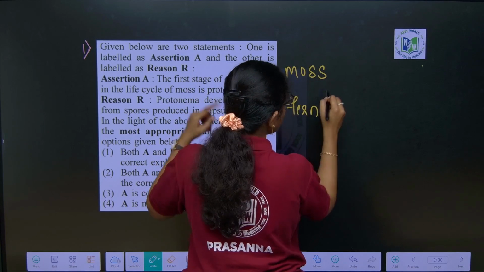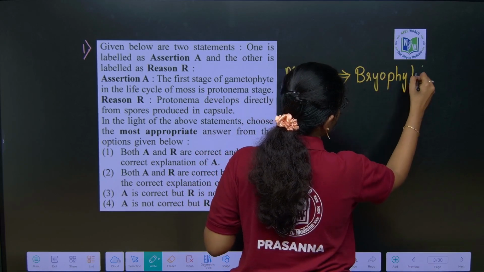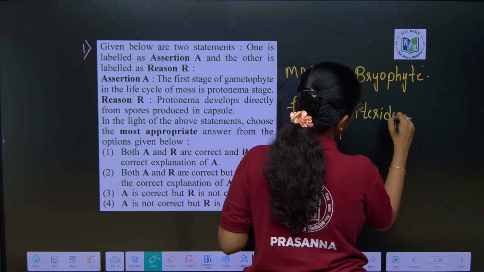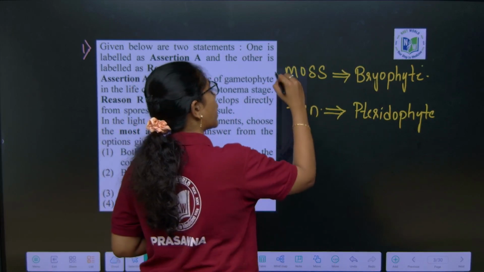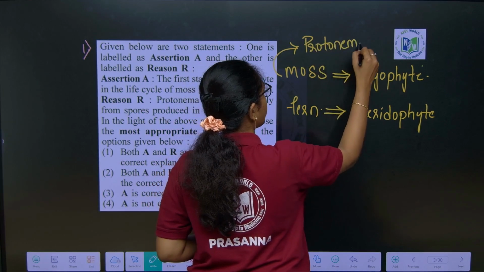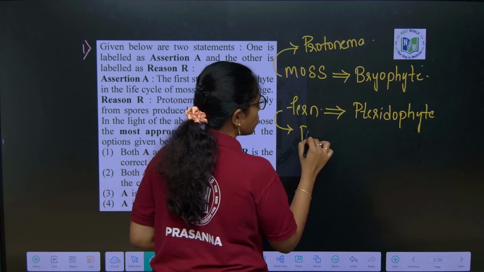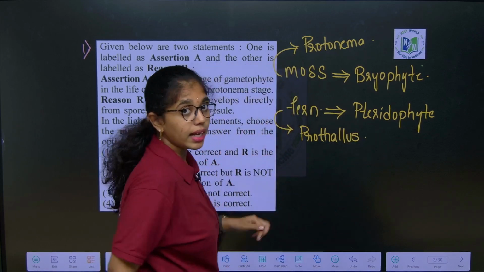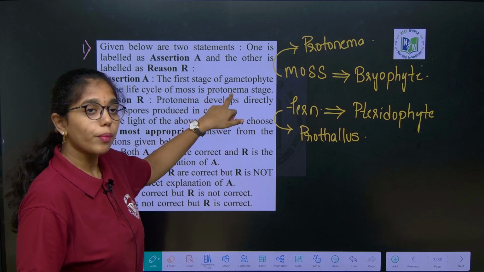Most of the students get confused with moss and fern. Okay. Moss, you have to immediately remember it is what? A bryophyte. Fern is a pteridophyte. And what is the primary gametophytic structure in a moss? The primary gametophytic structure is protonema. The primary gametophytic structure of fern is what? Prothallus. Clear? Remember this. And here the first stage of gametophyte in the life cycle of moss is protonema, correct?